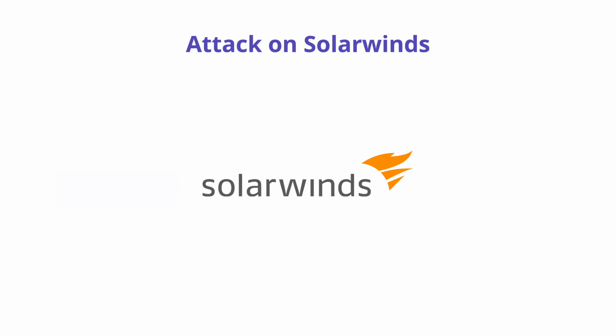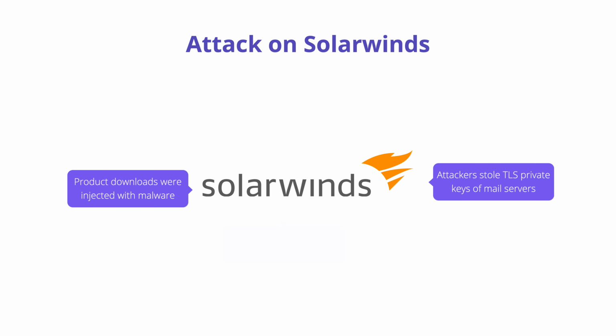Attackers were able to inject malware into SolarWinds' Orion product updates. As part of the build process, the malware-infested product artifacts were downloaded by the customers, leading to the compromise of customer networks and data. In some instances, attackers were also able to steal TLS private keys of mail servers to compromise email messages of end users to the mail platform.